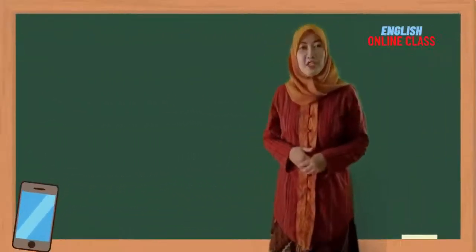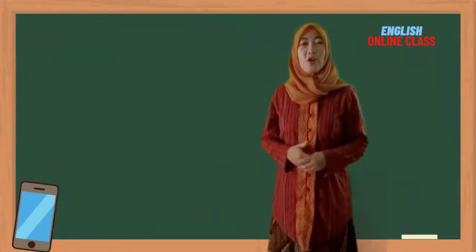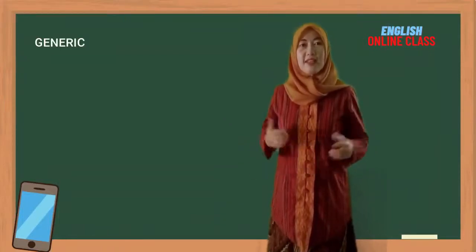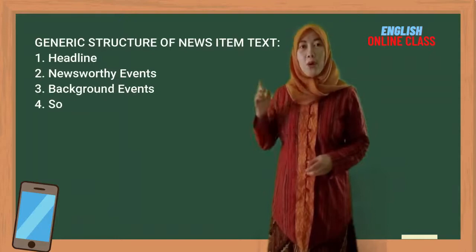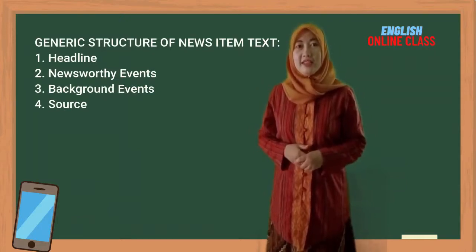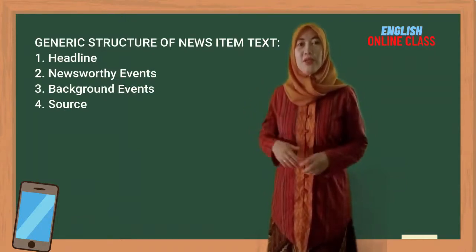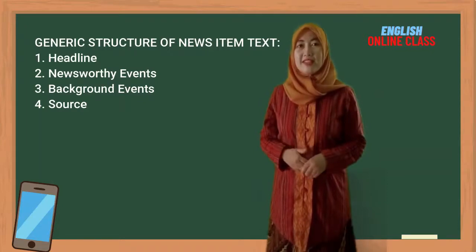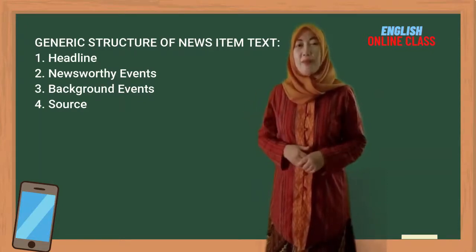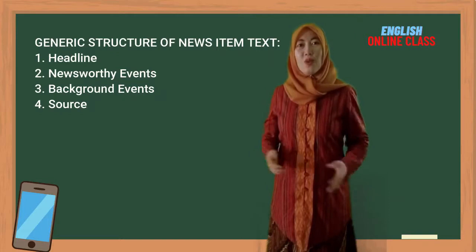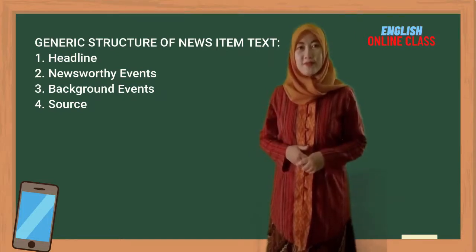So, we can conclude that the generic structure of news item text consists of 1. The headline, 2. The newsworthy event, 3. The background event, and the last one, the source.